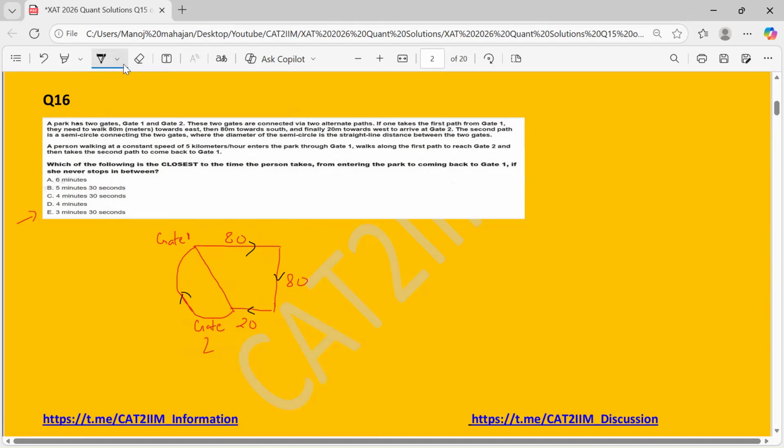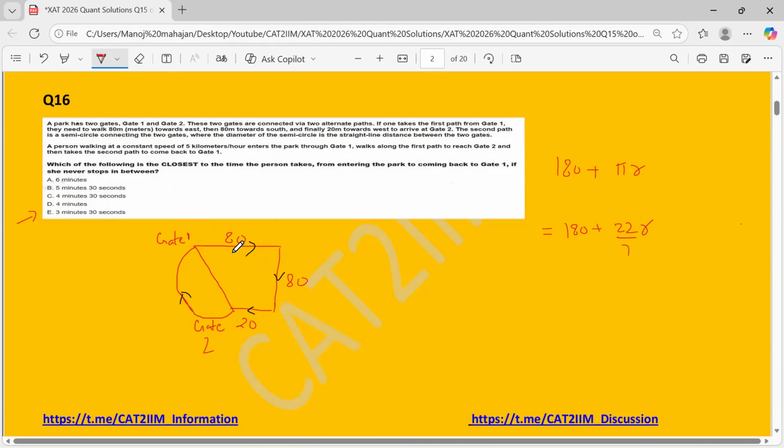So let's see how we could have answered. The option says which of the following is the closest, so maybe you don't get the exact answer. Let's calculate the distance. 80 plus 80 is 160, plus 20 is 180. Now we have to calculate the circumference of the semicircle. That would be pi r. Pi is not given, but we could assume 22 by 7 into r. So r we have to, of course, figure out.